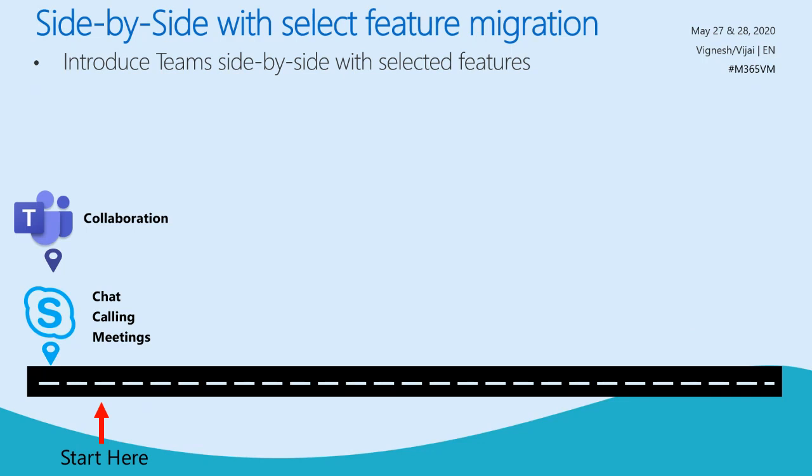Collaboration features in the sense of creation of teams, creation of channels, adding the apps, tabs, and all those things. Whatever line of business apps and all those things. So we can have only collaboration features in Teams, whereas all the chat, calling, and meetings we can run from Skype itself.